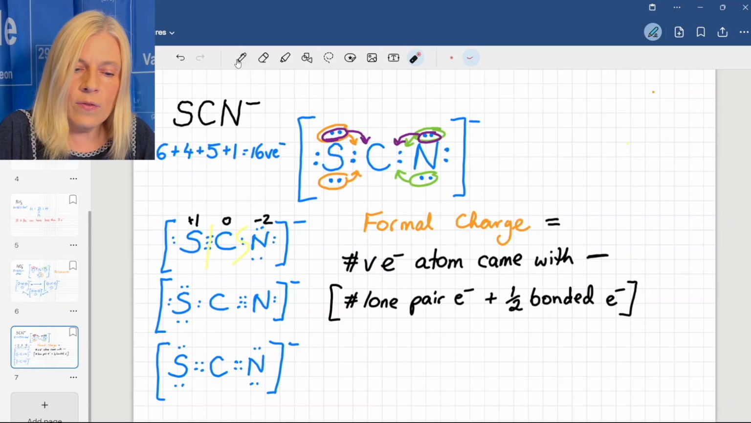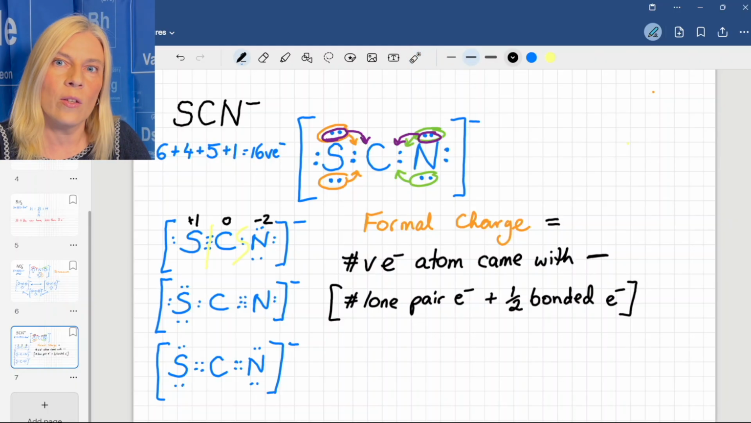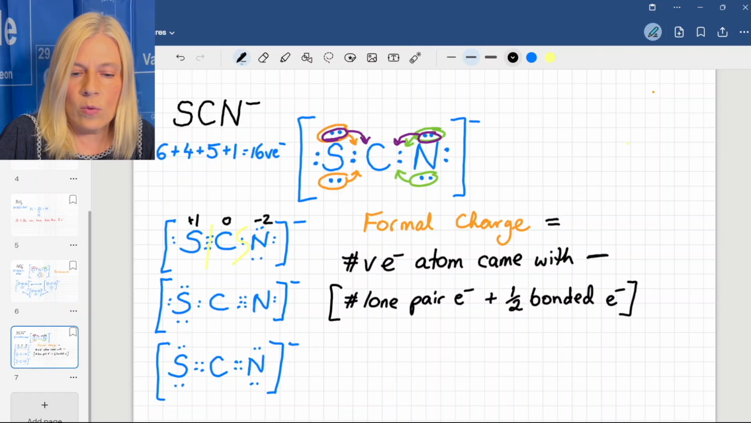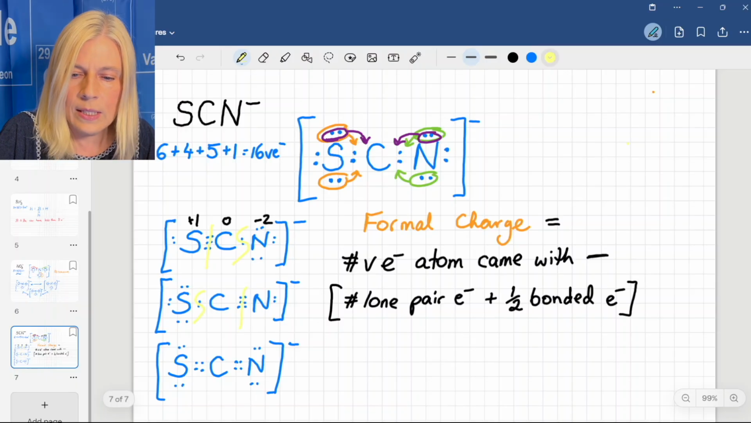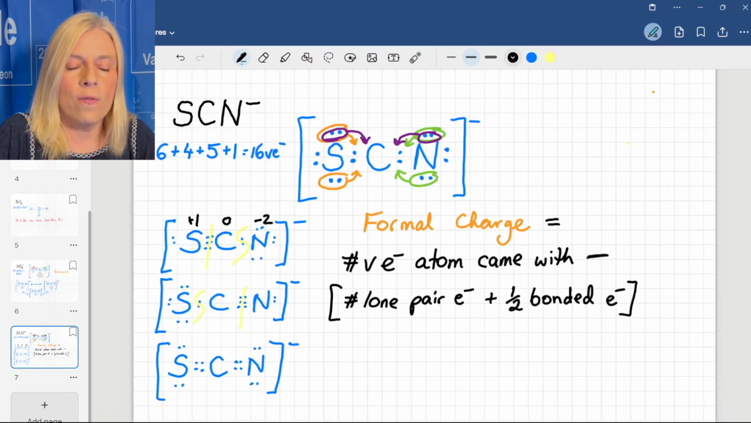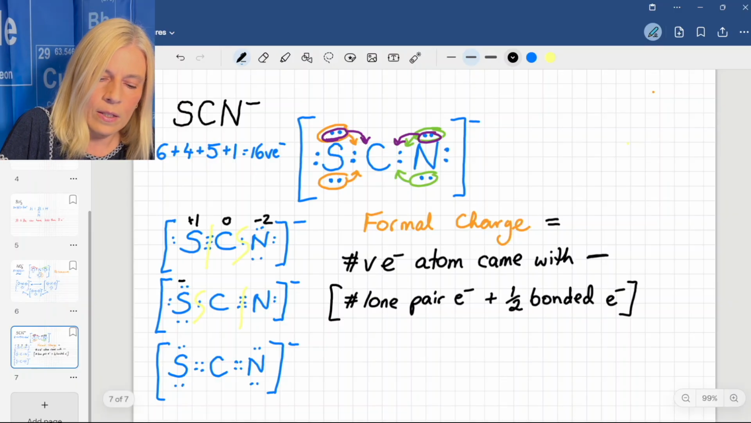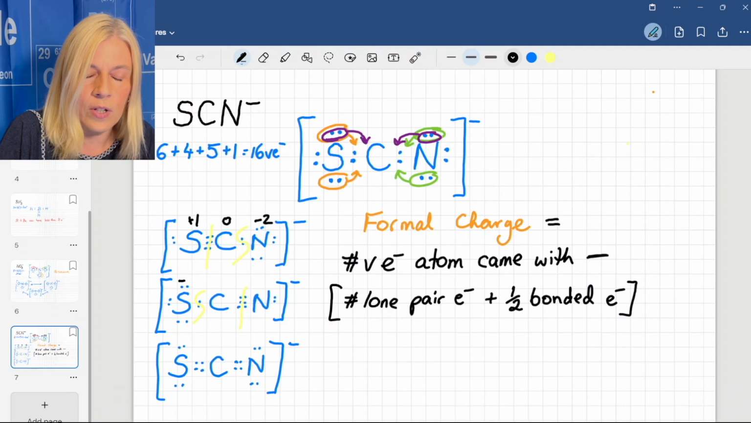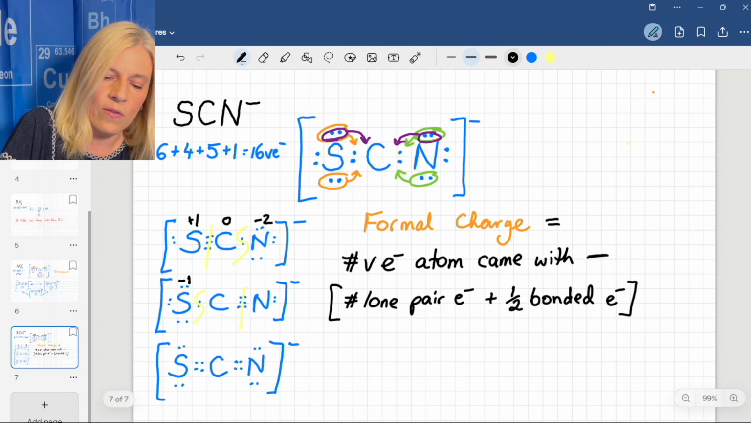Okay? So we have to do formal charge for all of the atoms and all of these structures to figure out which one is the best one. So let's do this again. Let's split up our bonded electrons. It makes it just easier quickly to do this. Okay, sulfur came with 5. Now it has 7, so negative 2 here. No, sulfur comes with 6. I'm so sorry. Sulfur came with 6. Now it has 7, so it's negative 1 here.